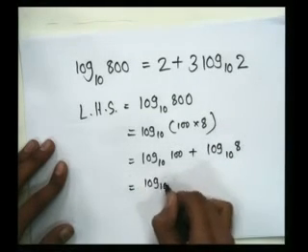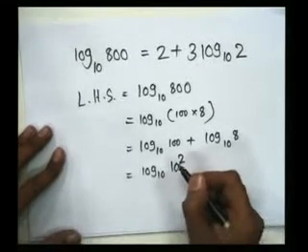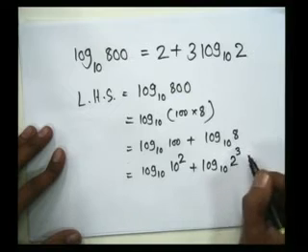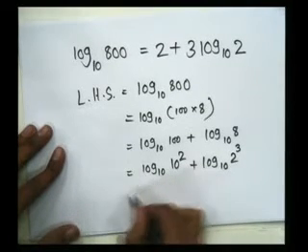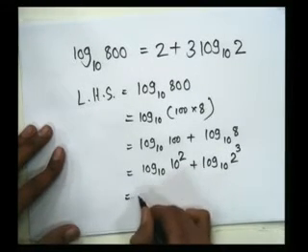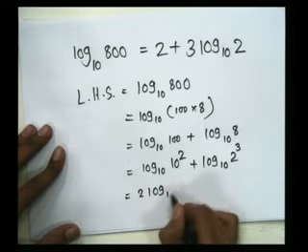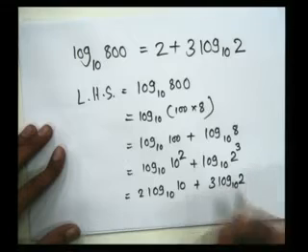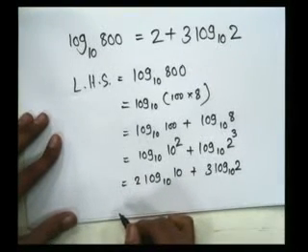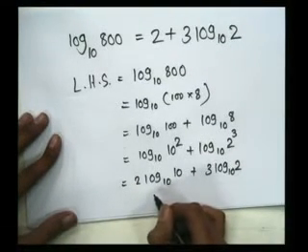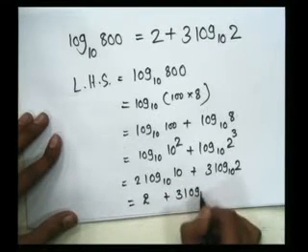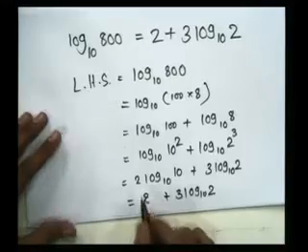Log base 10 of 100 can be written as 10 square, plus log base 10 of 8 can be written as 2 cube. Now we will apply the power property of logarithm, so the power will come forward: 2 log base 10 of 10 plus 3 log base 10 of 2. As we know that log base a of a is 1, so this is 2 plus 3 log base 10 of 2. So this is our answer. The same example we will discuss on presentation.